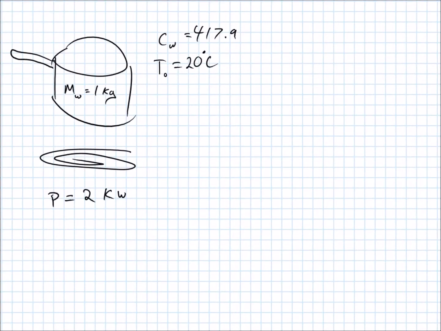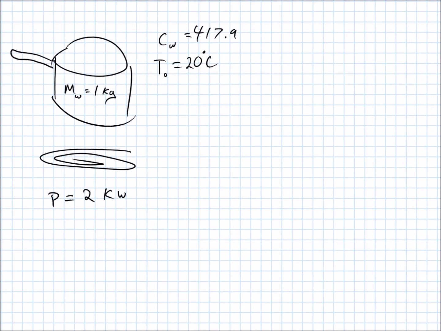Alright, let's do a practical calorimetry problem here, particularly for college students. We're going to boil water, which is a complicated cooking procedure. So what we've got is a pot with 1 kilogram of water at 20 degrees Celsius. We know the heat capacity of water.